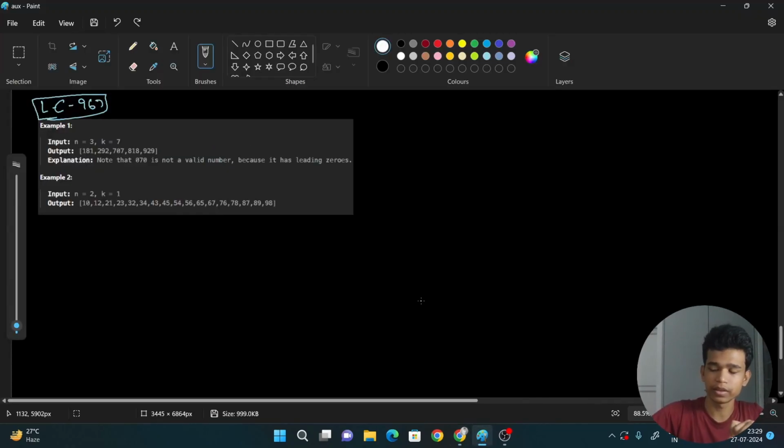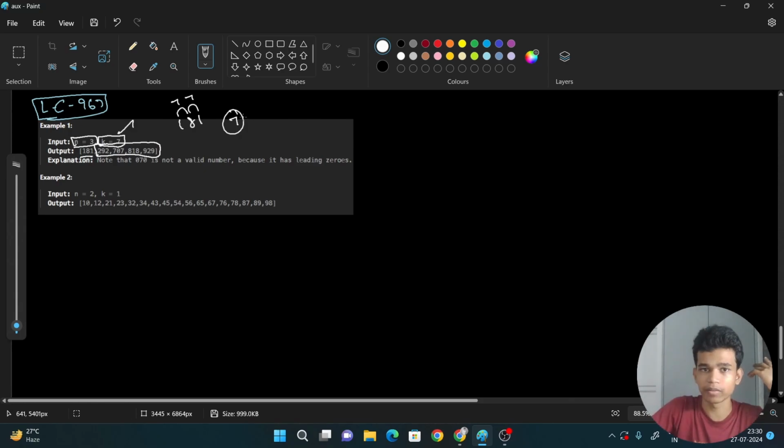To make it more clear, see here: n is equal to 3, which means we want to create a 3-digit number, and k is equal to 7. Every difference between two consecutive digits is 7. Just see here, 181. It indicates the difference between 1 and 8 is 7, and 8 and 1 is also 7. All the other results are also like that. The difference is always 7, it may be minus 7 or plus 7, that doesn't matter.